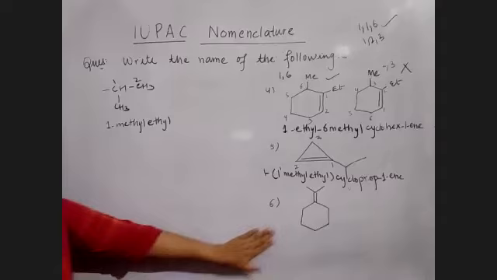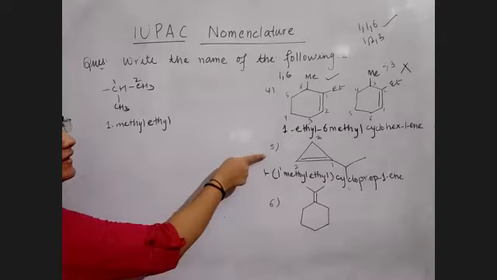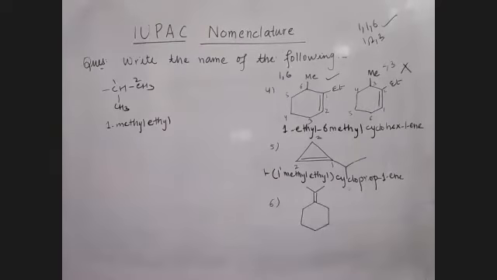Now the sixth one. Any doubt in the fifth one? Any doubt in this? You just have to write down the side chain, then you have to write down the parent chain name. Now the sixth one.